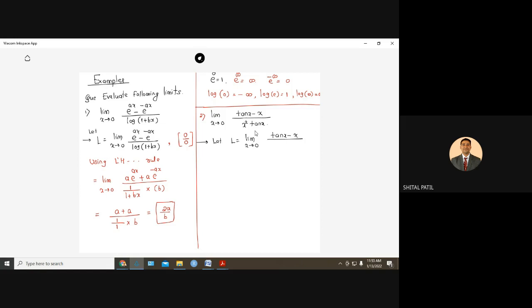Can you tell me what should be the first step? Sir, dividing by tan x. No, dividing by x, sorry. Dividing by x, multiplying by x. Right, now tan x by x is 1, na? We know it. Yes, sir.